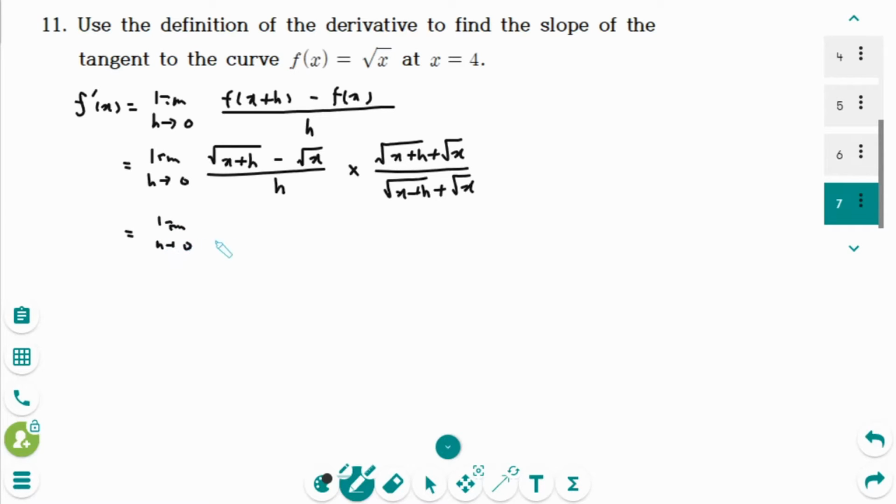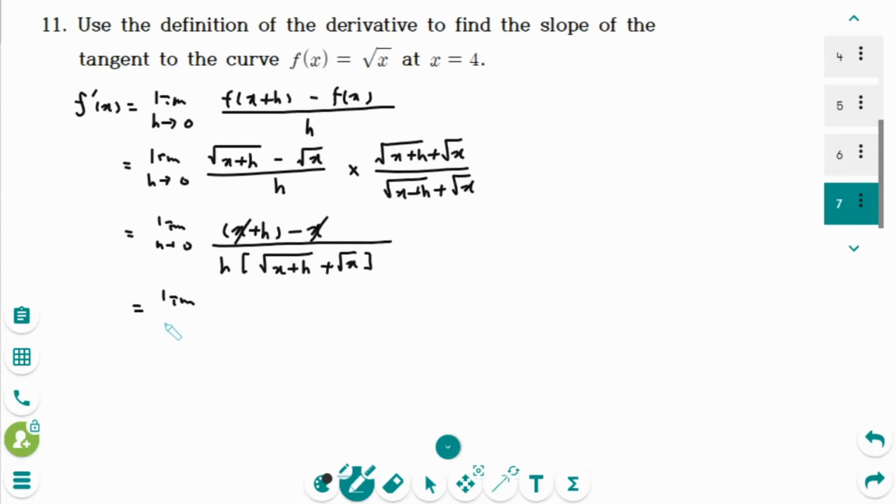Then expand. This is a minus b, a plus b form, so a squared minus b squared. So x plus h minus x over, don't expand the denominator. They cancel, x minus x.